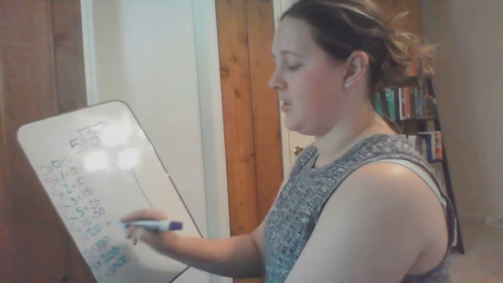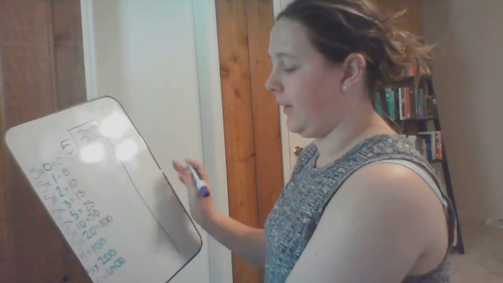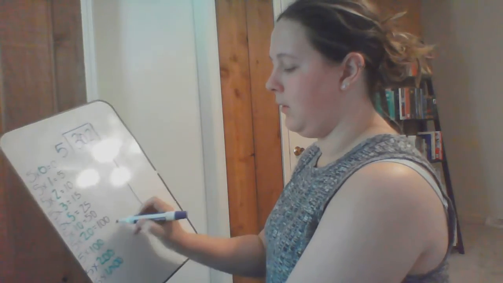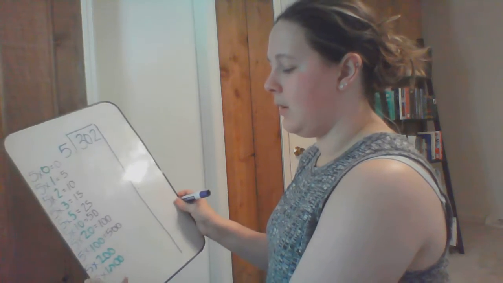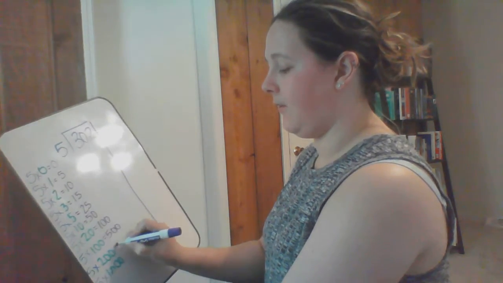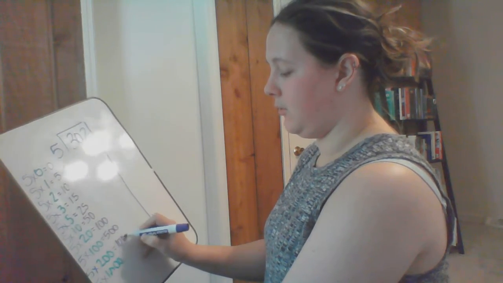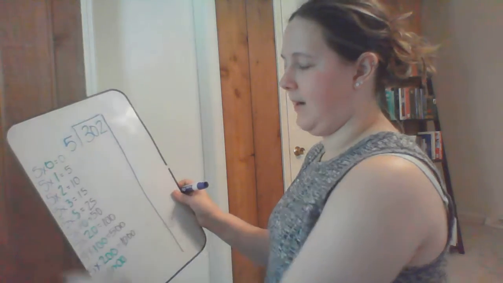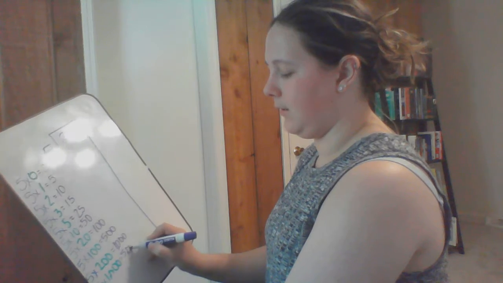5 times 20, which is 5 times 2, which was 10. We add a 0 on the end. 5 times 100, that's back to 5 times 1, which is 5 with 2 zeros on the end. 5 times 200, that's 5 times 2, which was 10, with 2 zeros on the end. And last, 5 times 1,000, that was 5 times 1, which was 5, with 3 zeros on the end.